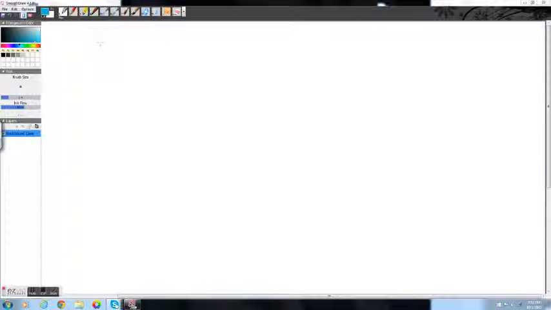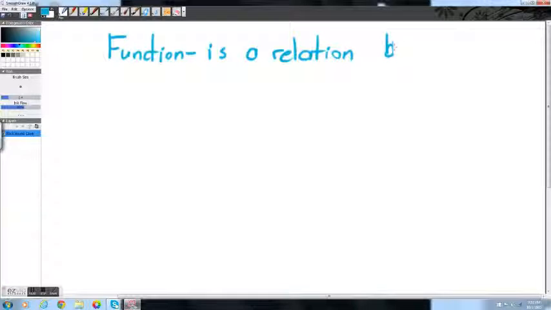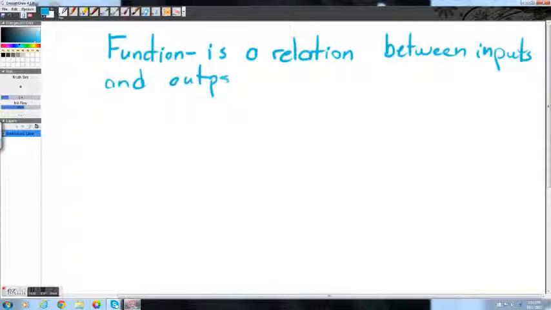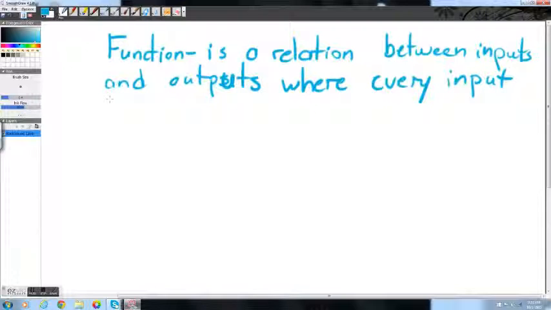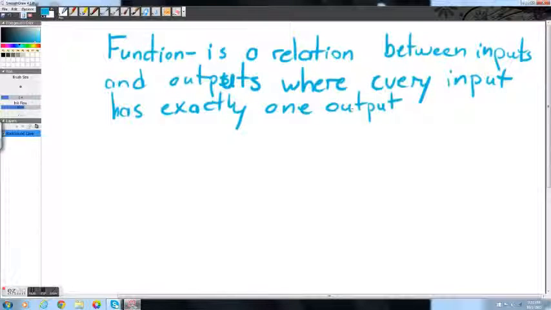Today, we'll be defining functions. So, a function is a relation between inputs and outputs, where every input has exactly one corresponding output.